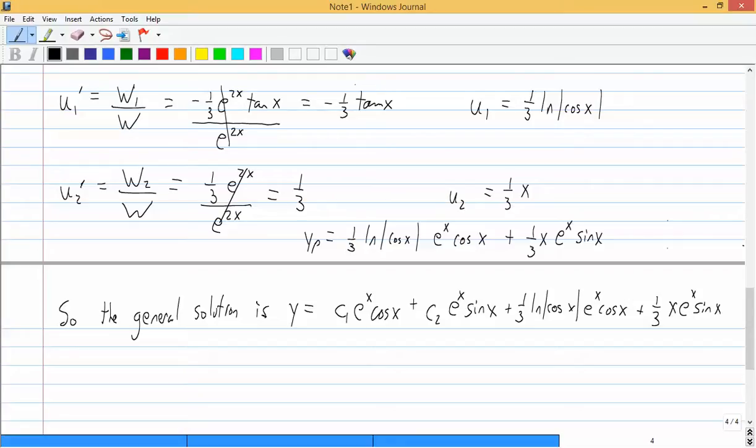So, I mean, it takes a while to work these problems. You have to be able to work out determinants. You have to be able to take derivatives. You have to be able to find integrals and then put everything together at the end.